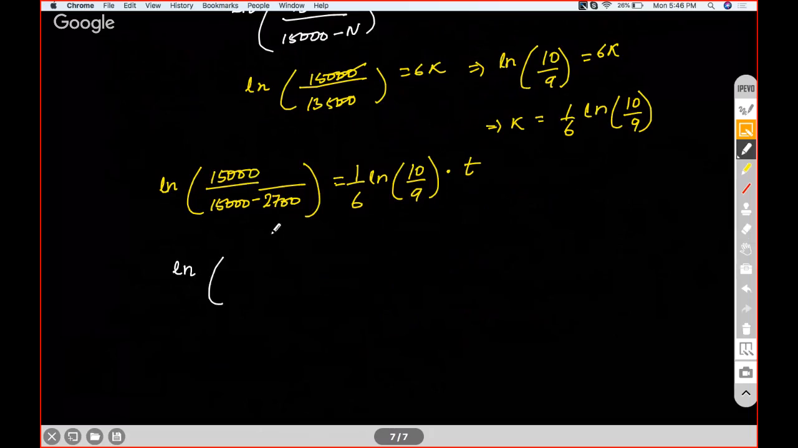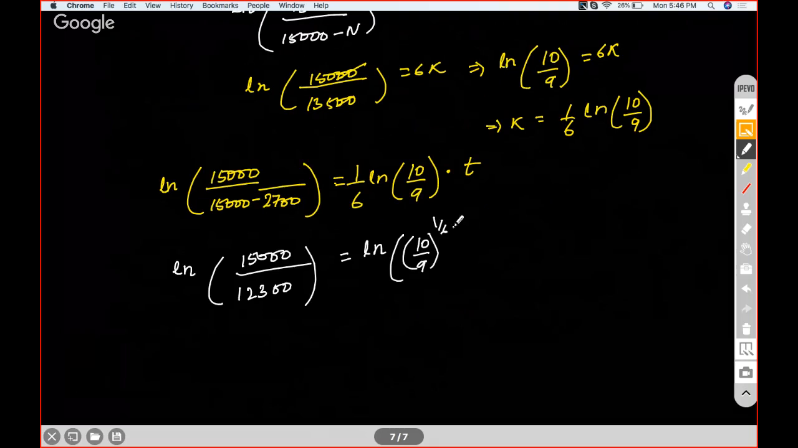ln, what is this term going to be? 1,500 by 1,200, right? 1, 2, 3. Correct. So it's ln 10 by 9 to the power of 1/6 into t. It doesn't make much of a difference though, because you have to ultimately divide. So 1/6 ln 10 by 9.